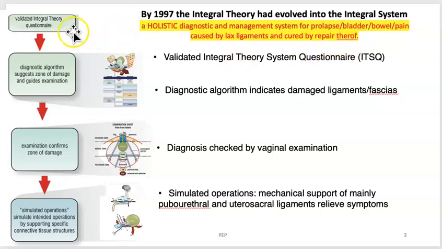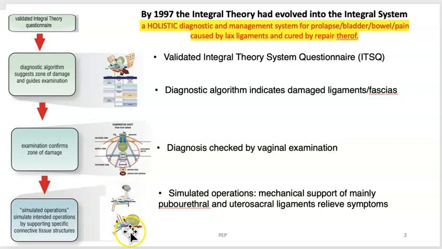So the first thing is a validated integral theory questionnaire. The answers are transferred to a diagnostic algorithm which tells you which ligaments or fascias have been damaged. Then you need to examine the patient, examine the vagina to confirm the zone of damage, and finally what we call simulated operations.